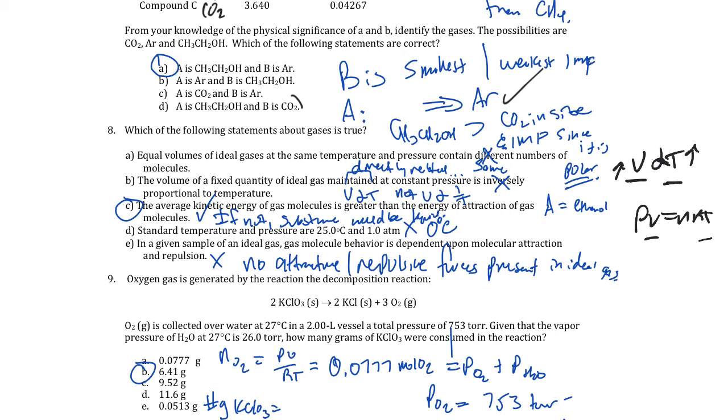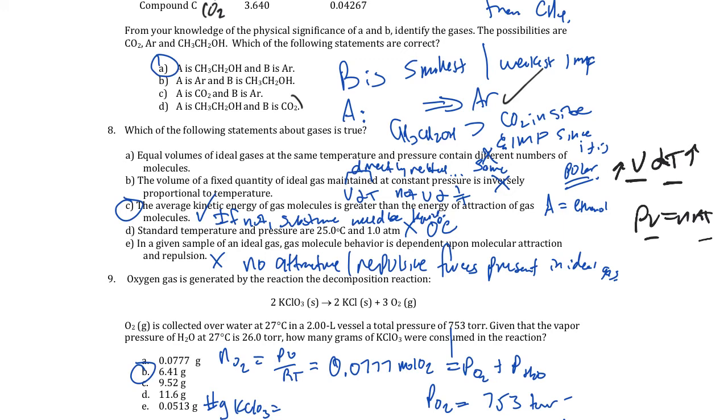Statement C: the average kinetic energy of gas molecules is greater than the energy of attraction of the gas molecules. That is correct. If the attraction of the gas molecules was greater, then the substance would have existed as a liquid instead of a gas. So for a substance to exist as a gas, it must have a greater kinetic energy as a gas than it would as a liquid.